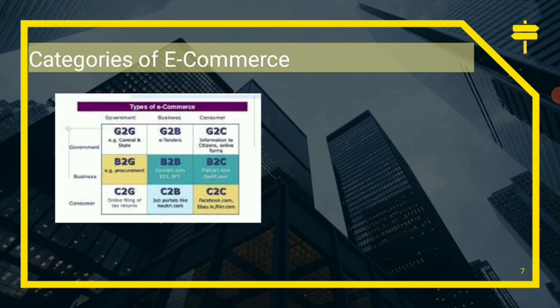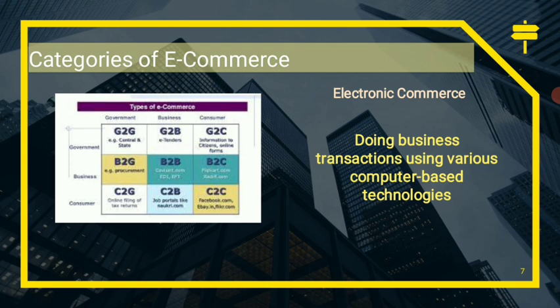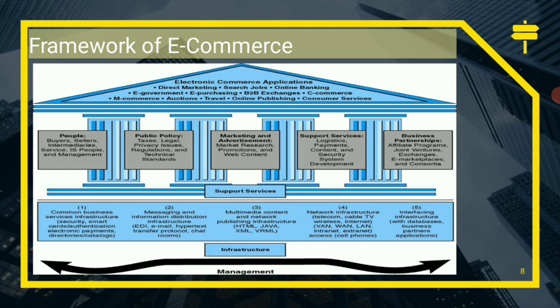And we have the C2C, or consumer to consumer, which refers to the transactions or exchanges between and among the consumers. Let us agree again and remember that electronic commerce is doing business transactions using various computer-based technologies, so government will be included in this sector, not only the business and consumer as we normally expect e-commerce to be. To understand further, let us dwell on understanding the framework of e-commerce.